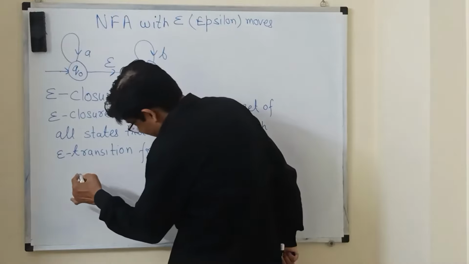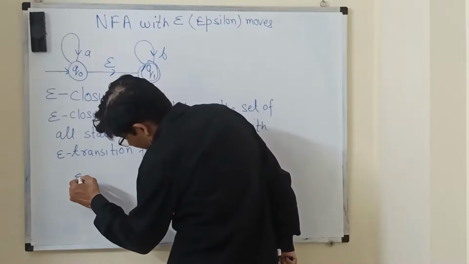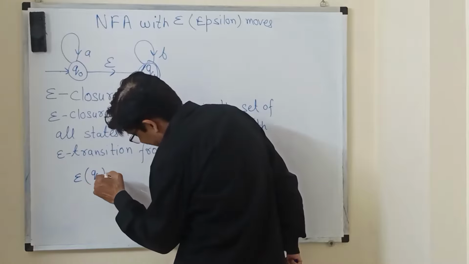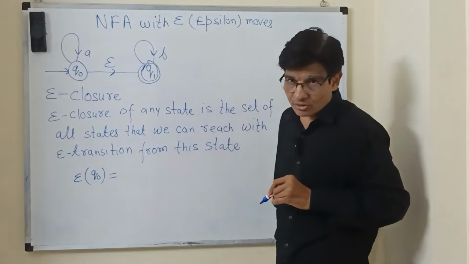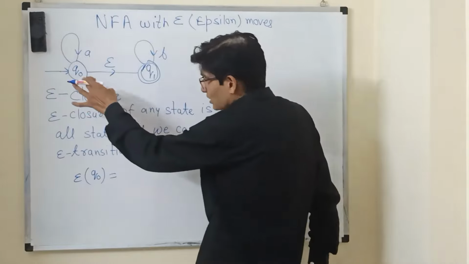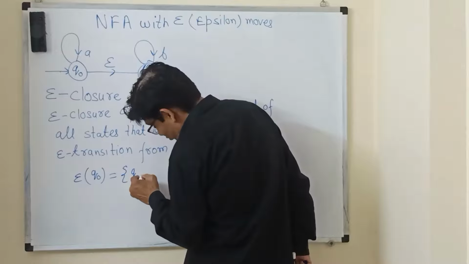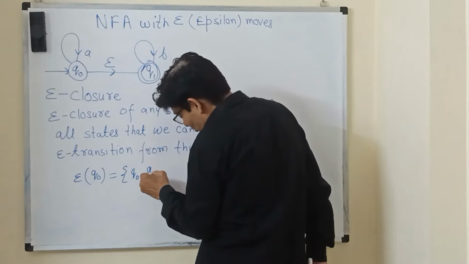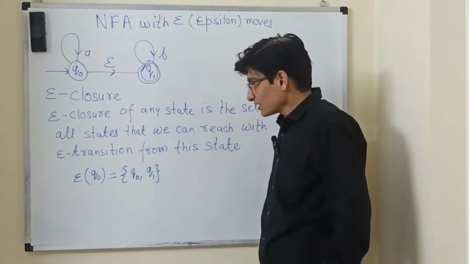So I can take one example as this machine. If we represent epsilon closure of Q0 like this, with epsilon transition, we can stay on Q0 itself. So this would contain Q0, as well as using this transition we can move to Q1 also. So Q1 will also be included in the epsilon closure of Q0.